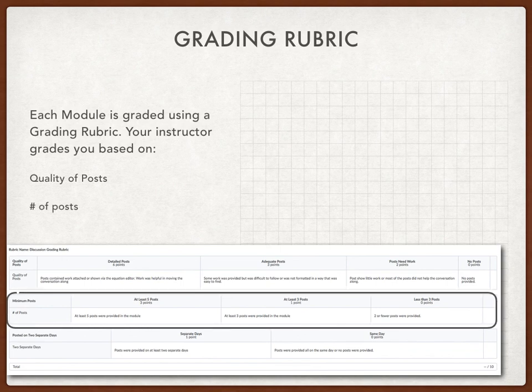You're also graded on the number of posts. Each module is required to have at least 5 posts. You'll be provided 3 points for posting 5 or more times, 1 point for posting at least once, posting at least 3 times, and 0 points for posting anything less.